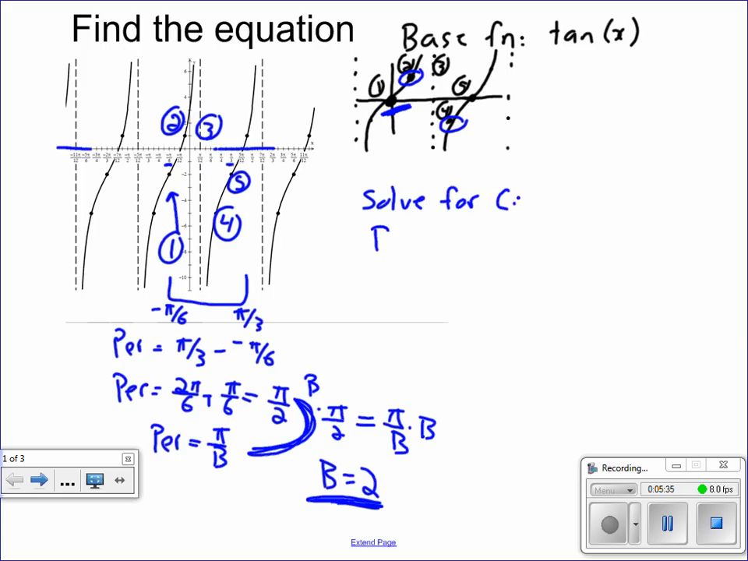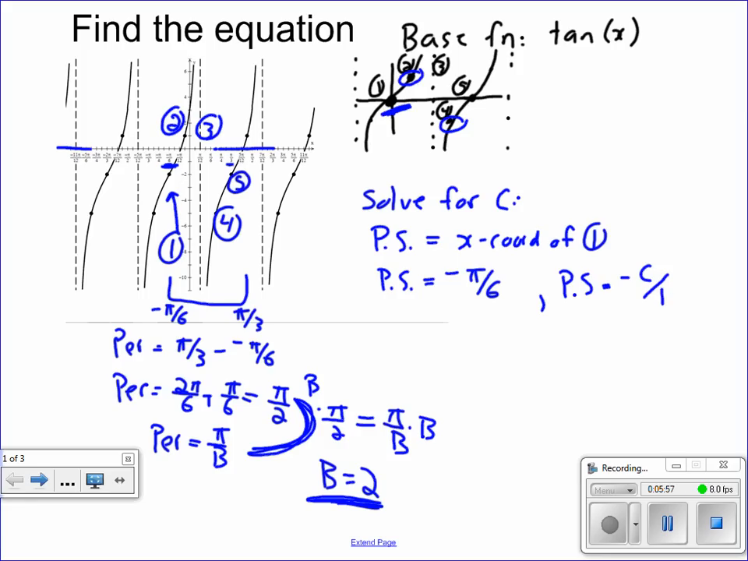All right, our phase shift is the x-coordinate of point number 1. So we look at point number 1. The x-coordinate was negative pi over 6. So our phase shift is negative pi over 6. But we also have a formula. Our formula for the phase shift is negative c over b. So we put negative pi over 6 equals negative c over b, and we know what b is.